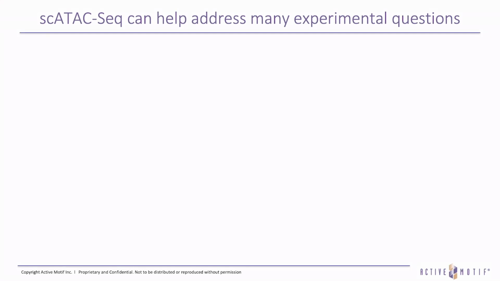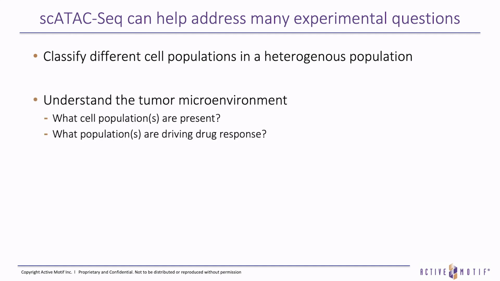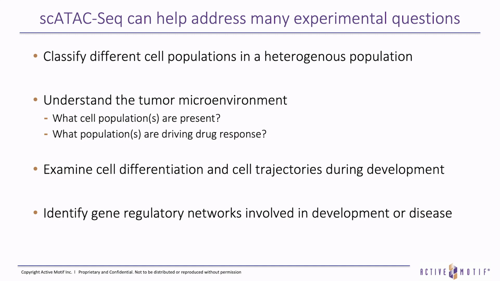address. For example, some questions that single-cell ATAC-Seq can address include, like I mentioned earlier, classifying different cell populations that are within a heterogeneous population, help you understand what is comprising the tumor microenvironment, what cell populations are present, what populations are driving a drug response. It can aid in examining cell differentiation and cell trajectories during development. And it can also help identify and build gene regulatory networks involved in development or disease.